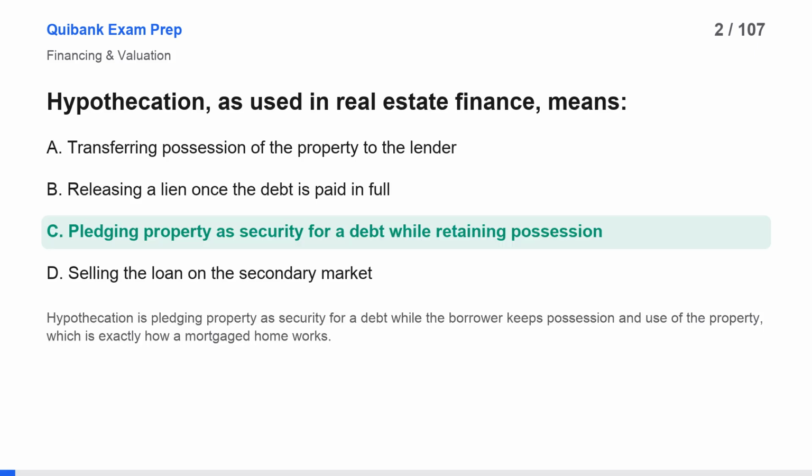The answer is C. Pledging property as security for a debt while retaining possession. Hypothecation is pledging property as security for a debt while the borrower keeps possession and use of the property, which is exactly how a mortgaged home works.